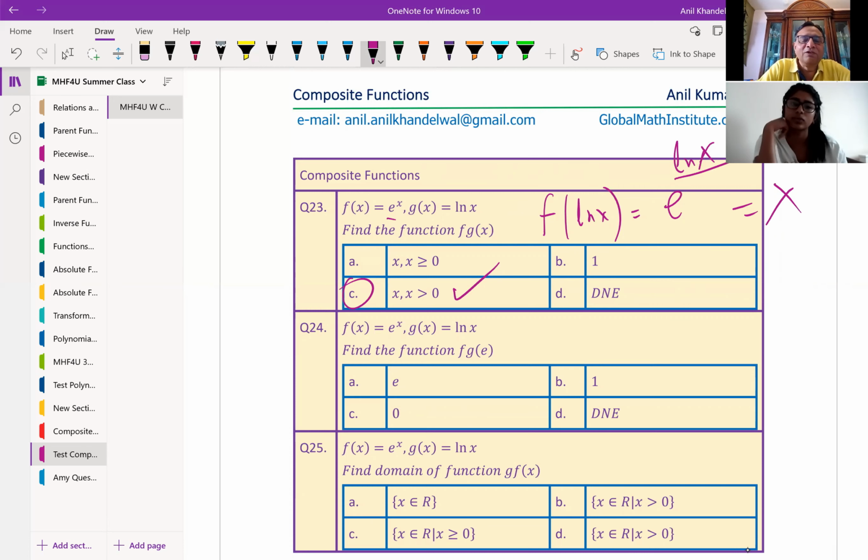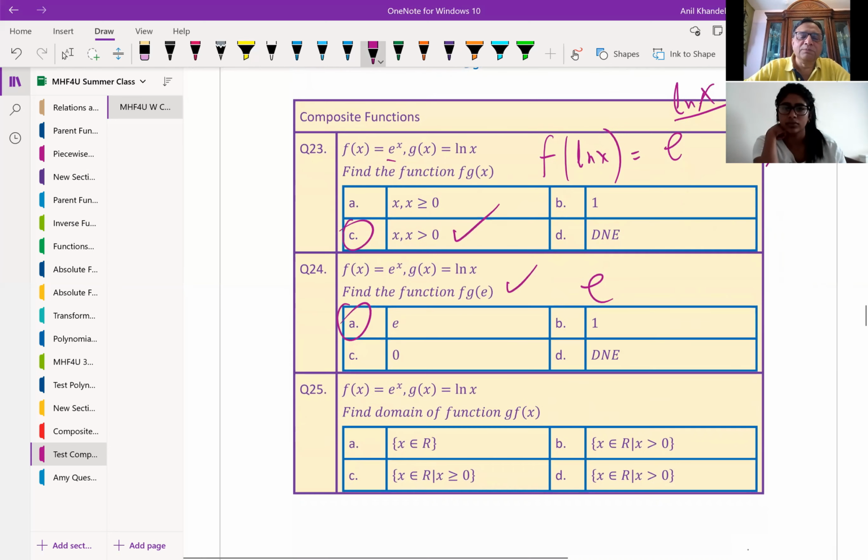Let's do it again for question number 24. This time it is f of g of e. You can now plug it in and you get your answer as e, right? So the answer will be e. That's okay. Question number 25. We have reversed the function. It is now g of f of x. Can you tell me what this function will be? g of f of x.